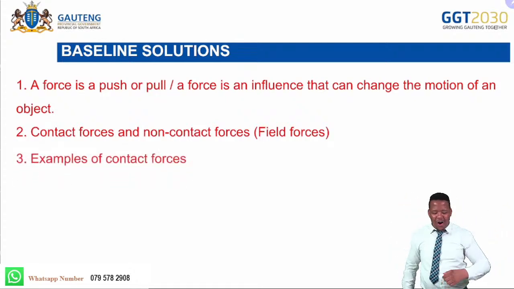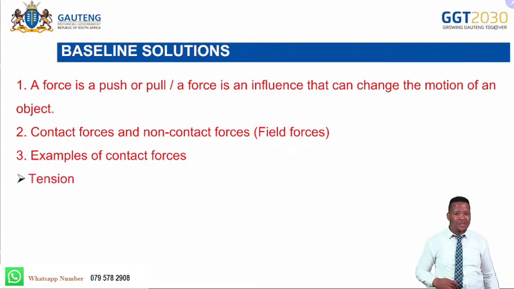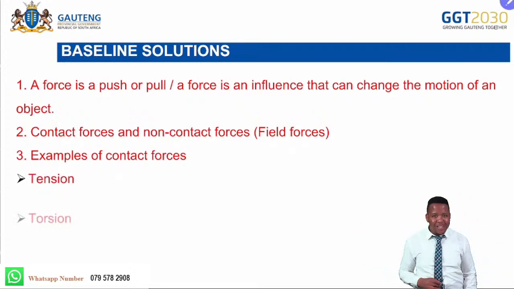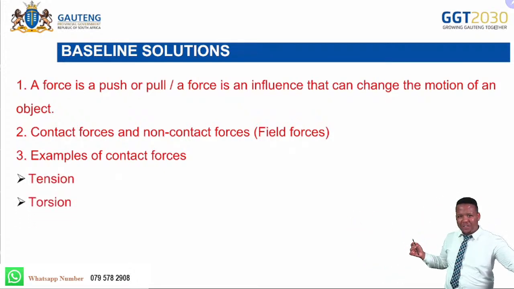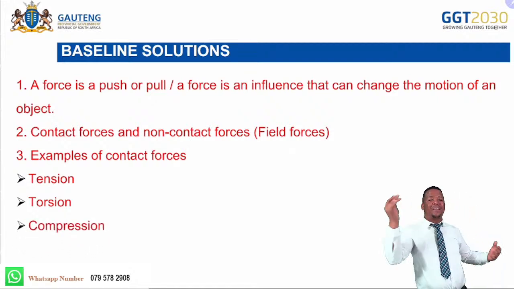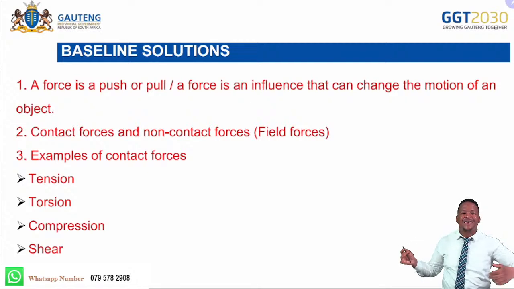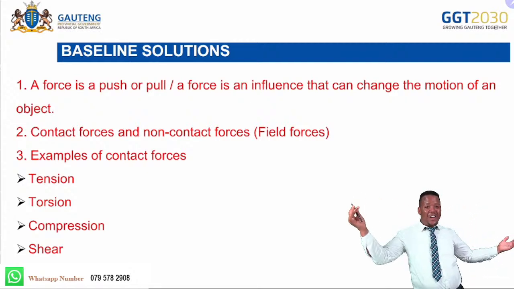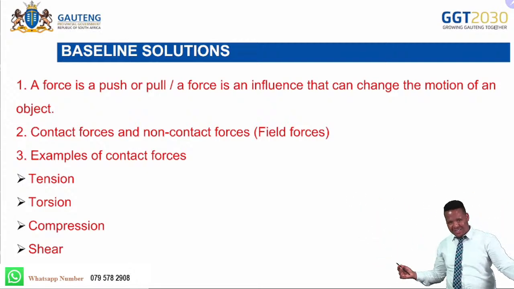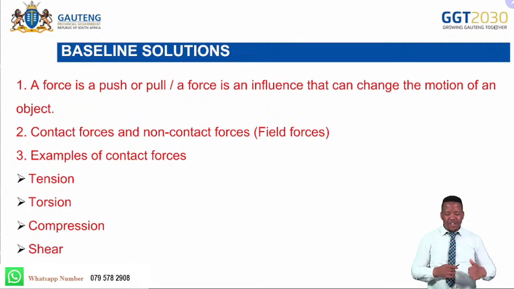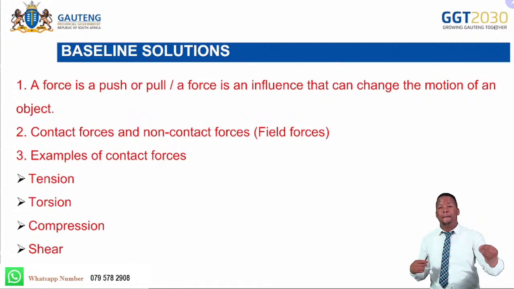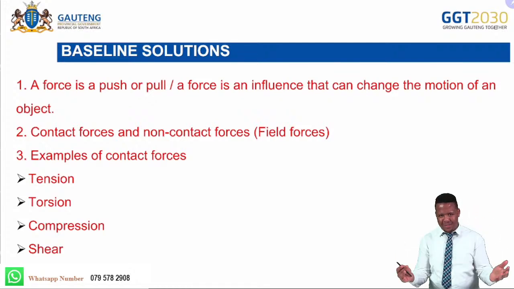Moving right along. Examples of contact forces. Tension. You have tension? Torsion. We have torsion also. We have also compression. And also we have what? Shear force. And lastly we have what? Friction or frictional force. So, tension, torsion, compression, shear, and friction, those are examples of contact forces.